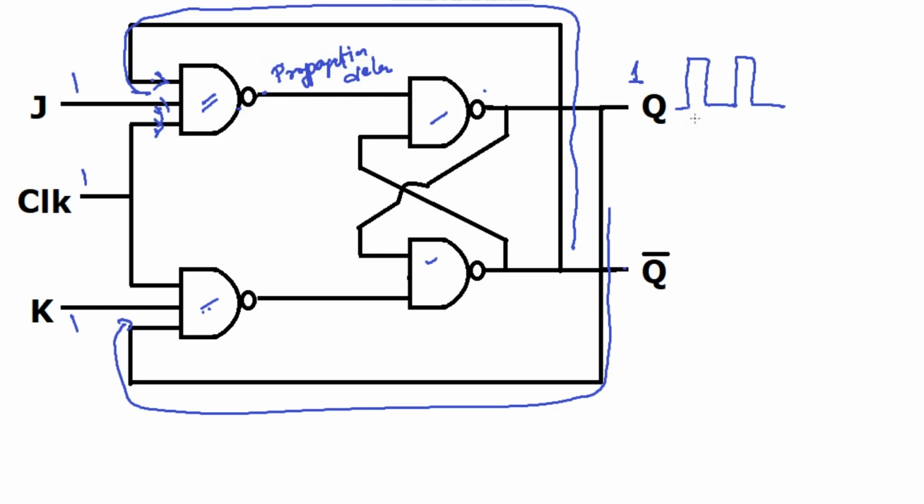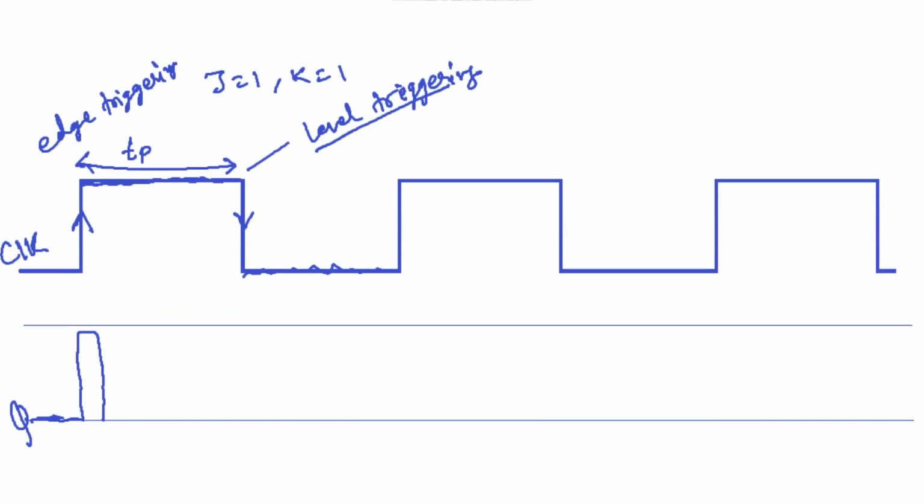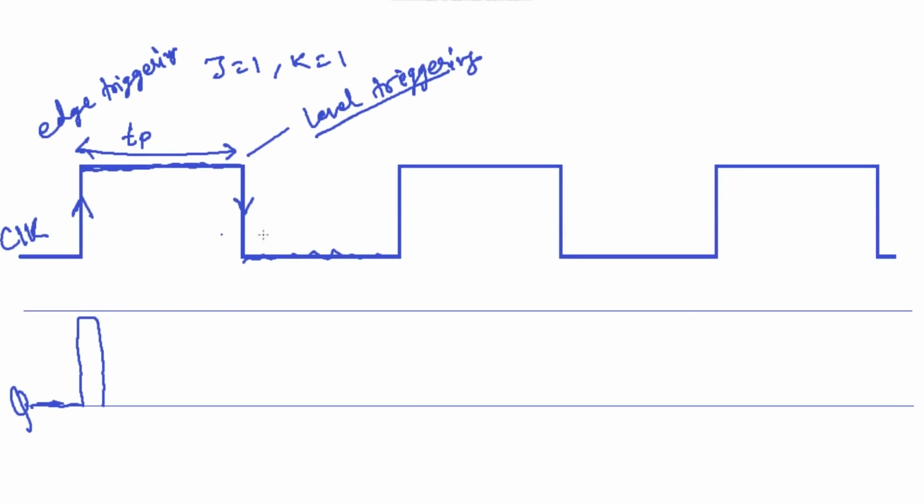Since the output is in toggle mode as long as this clock pulse is high, it will remain in toggle mode. This creates an uncertain situation, and it will be difficult to tell what the exact output is. This happens because of the situation which we have discussed.